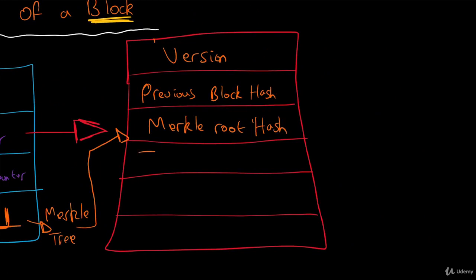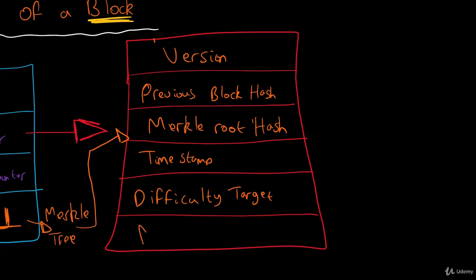Next, we have a timestamp. I think you can guess what this is. This is just an approximate creation time of the block. If you're interested, it's in seconds from Unix epoch time. Next, we have the difficulty target, and the difficulty target is essentially a proof of work algorithm difficulty target for this block.